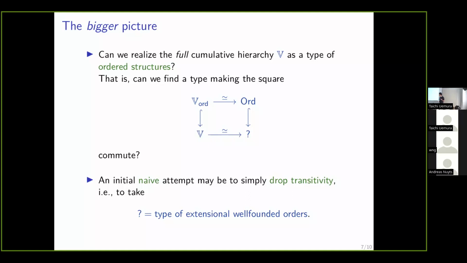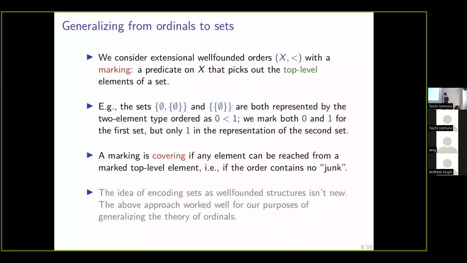And so an initial attempt at this might be to simply drop transitivity, because here you have transitivity, here you have hereditary transitive sets, right? You drop that. So why don't we just drop it here and we just look at the type of extensional well-founded orders? It turns out that doesn't quite work, but you can patch it up to make it work. So that's what these two concepts of the marking and the covering marking are all about. So the starting point will still be an extensional well-founded order with this relation that has these axioms.